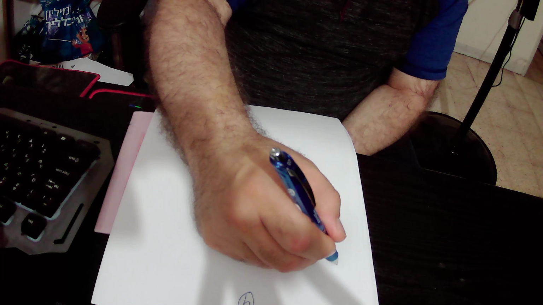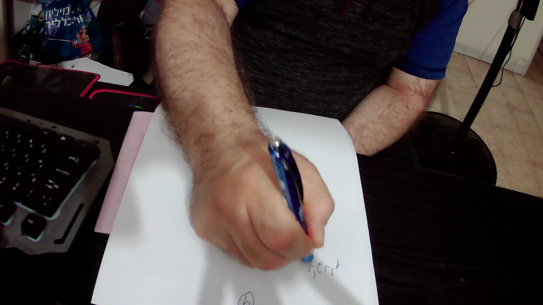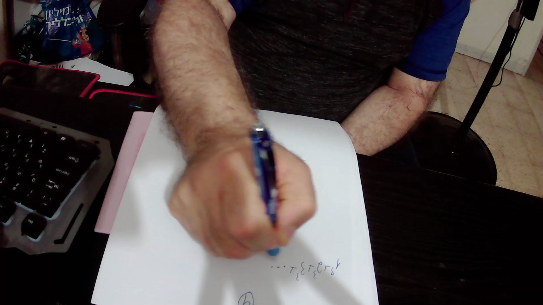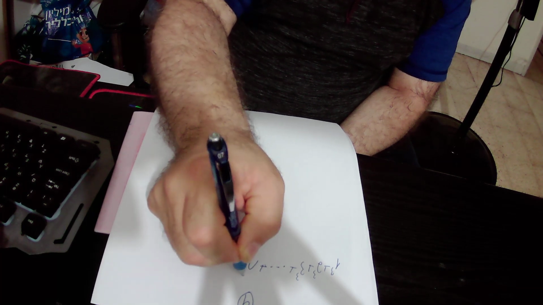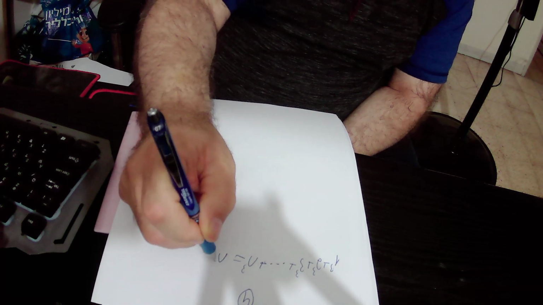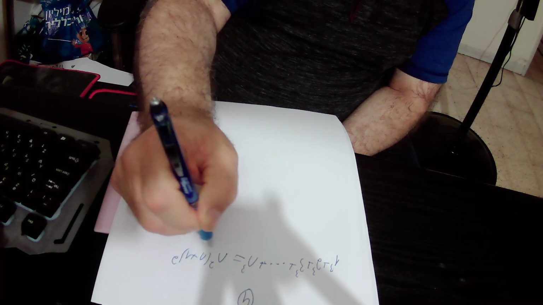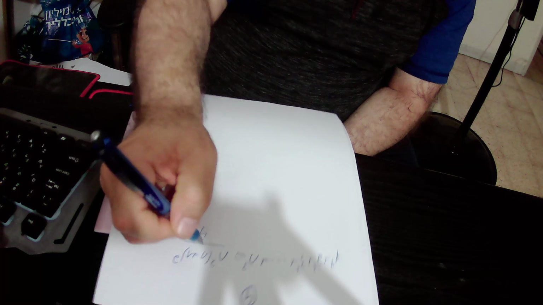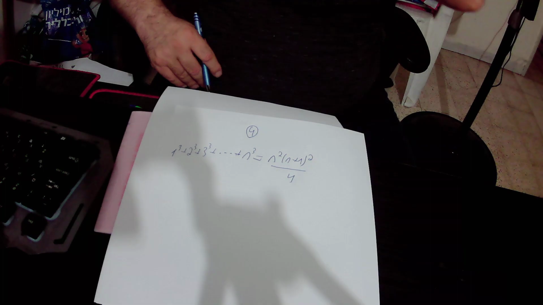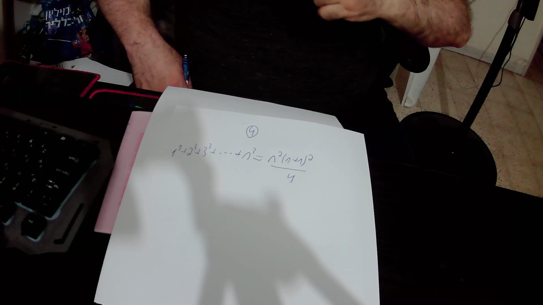The second example is 1 to the power of 3 plus 2 to the power of 3 plus 3 to the power of 3 plus ... n to the power of 3 equals n squared times n plus 1 squared, all divided by 4. So we have to prove that this statement is true for all the natural numbers.